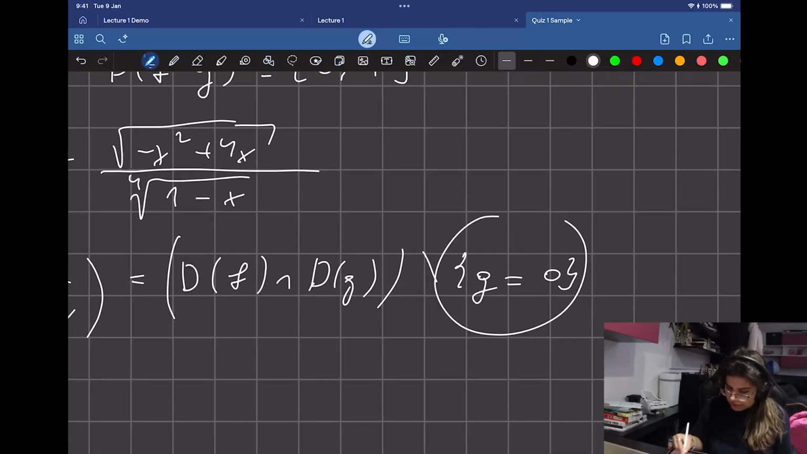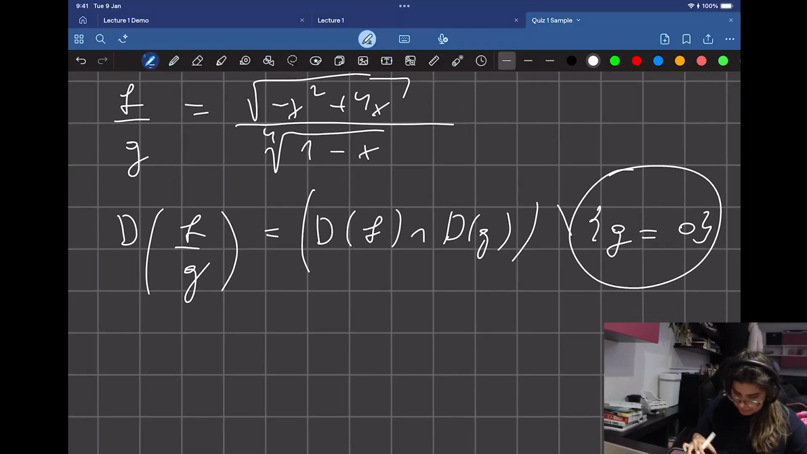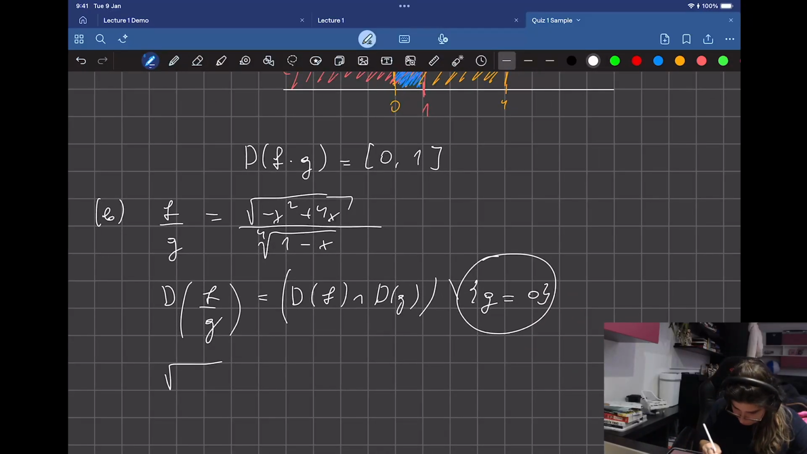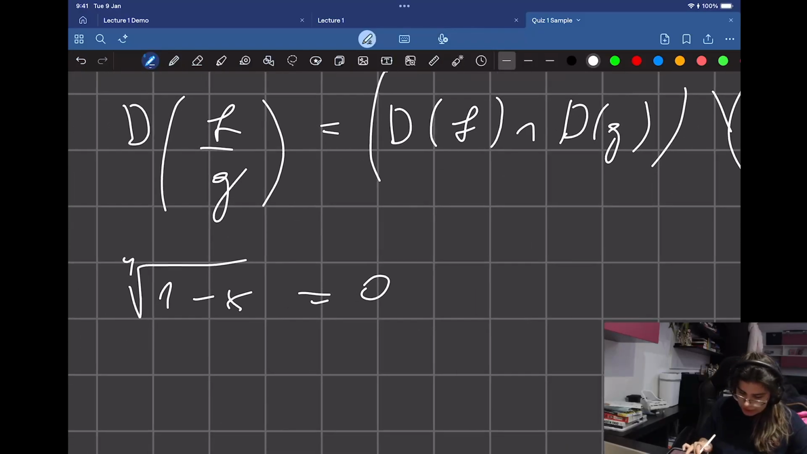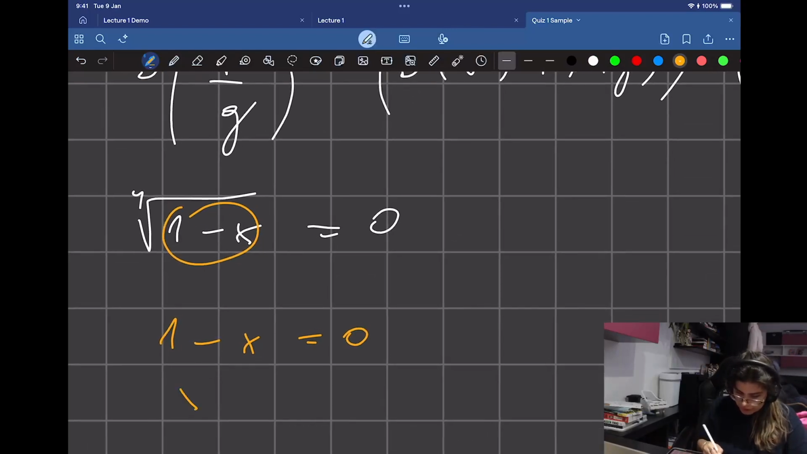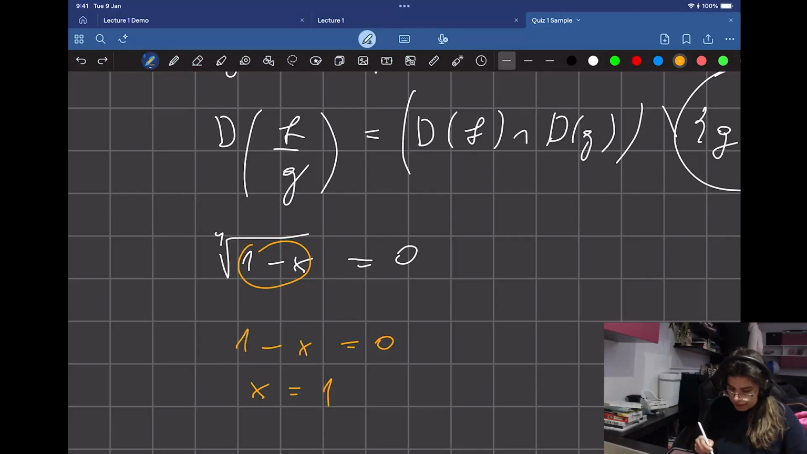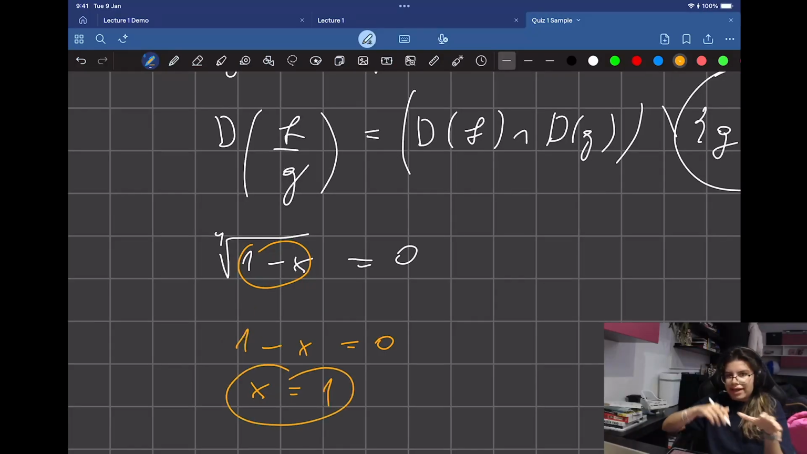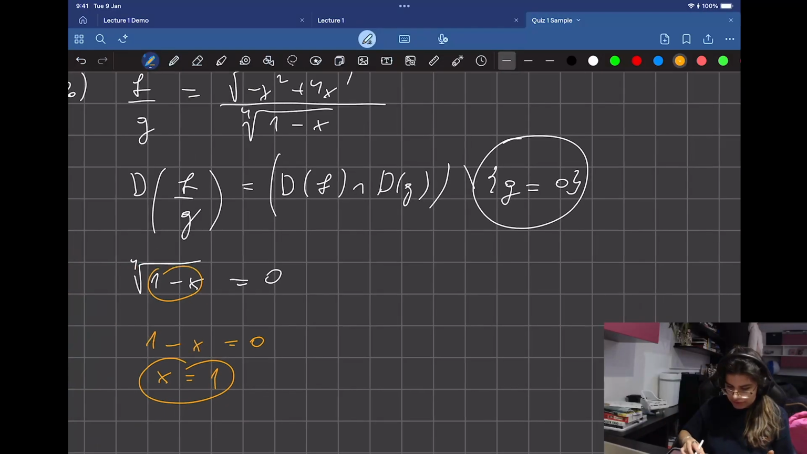So let's try to figure out where g equals 0. So g was the fourth root of 1 minus x, and we need this to equal 0. That means that the thing inside has to be equal to 0. Therefore, x equals 1, right? Because 1 minus 1 gives us 0. Okay, so that value we need to exclude from our current result.